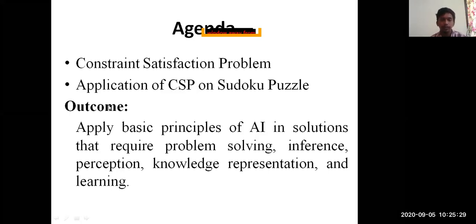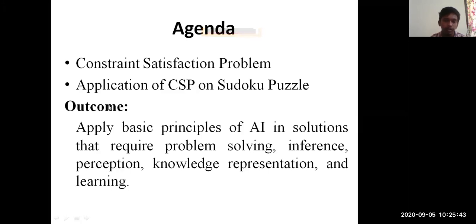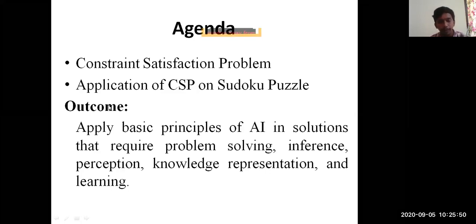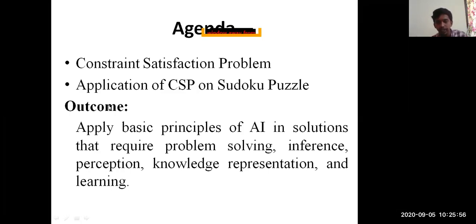Even in previous sessions, whatever algorithms we have discussed, like A star, like min max algorithm, a lot of heuristic search techniques, we have also seen that those can be applied as part of your game solving problems. In the same manner, constraint satisfaction problem, we call it CSP, is basically applied as part of your Sudoku puzzles, crossword applications. There are many more applications we'll be seeing in today's session.